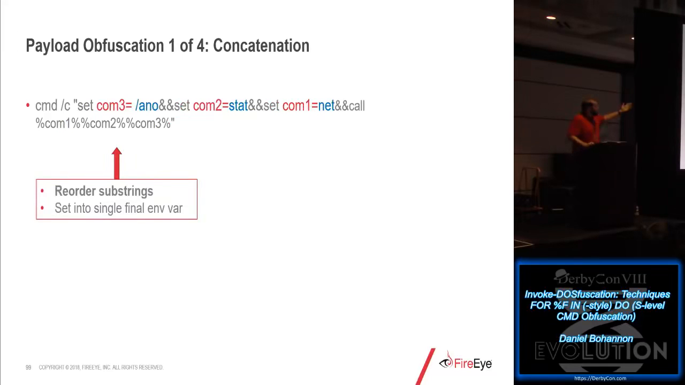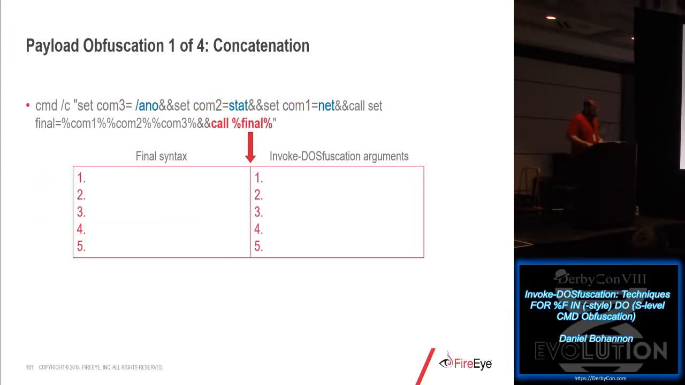We can also reorder the substrings as long as we properly order them back into the final step. And then we can set all those final substrings back into a single variable. Let's call it final, and then we can execute whatever we want with final. So the final syntax, there's 5 different options in the tool that are supported. One, as long as we're not using certain special characters in the input command, then we can just use that call internal command and not have to worry about producing another child process. So this is the cleanest way.